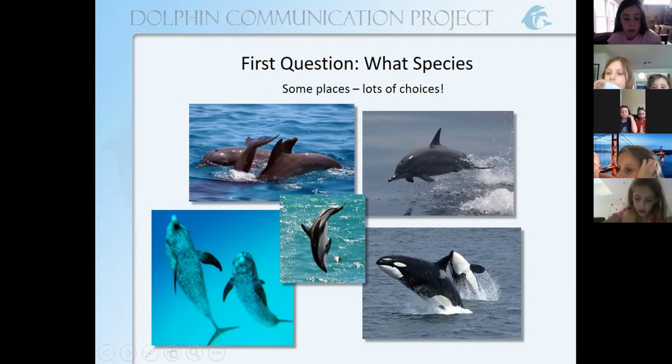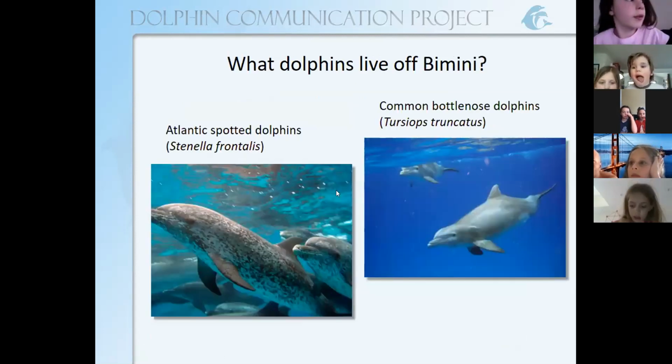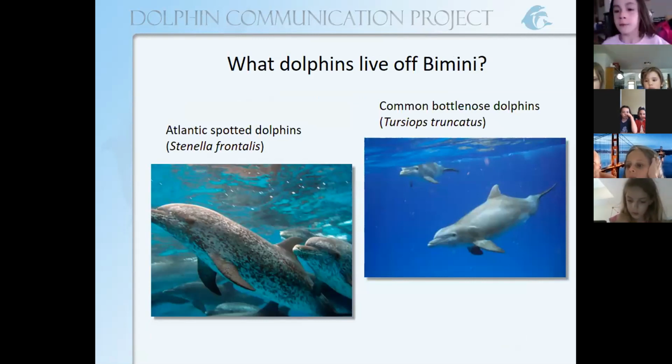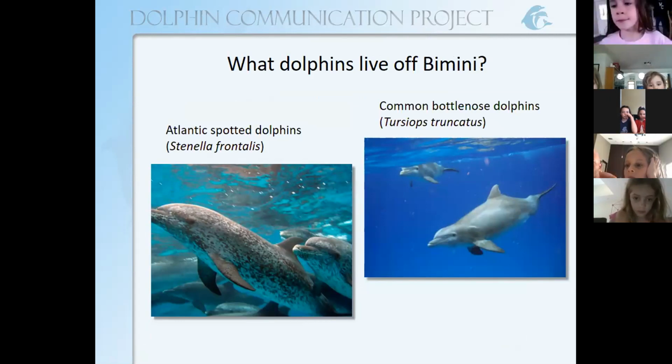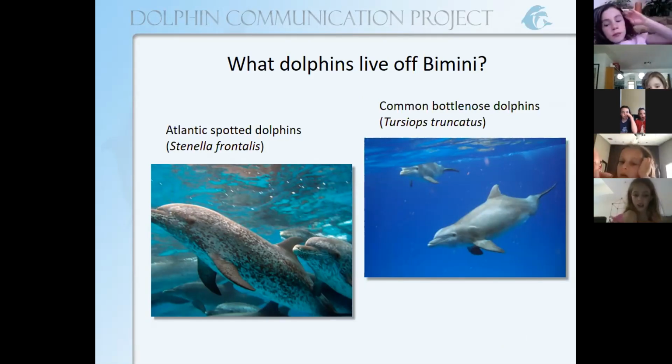But in Bimini, at our field site here in the Bahamas, there are pretty much only 2 species of dolphins to choose from: the Atlantic spotted dolphin and the common bottlenose dolphin. I'll give you a guess as to what ocean the Atlantic spotted dolphin lives in and what they look like. They live in the Atlantic Ocean and they have spots, huh?